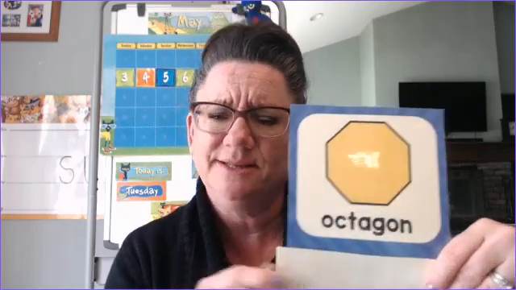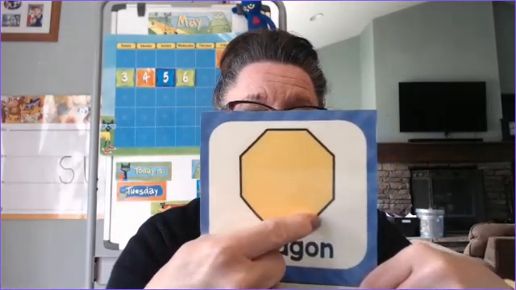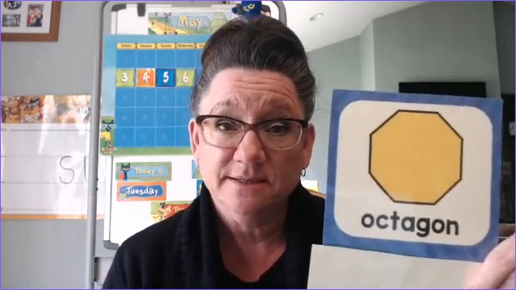All right, let's look at that. Think about this shape. Well, if we don't know, what do we do? That's right. We count the sides. Are you ready? 1, 2, 3, 4, 5, 6, 7, 8. This shape has 8 sides. Wonder how many vertices it has. Anybody guess? Let's count them and see. 1, 2, 3, 4, 5, 6, 7, 8. 8 sides and 8 vertices.